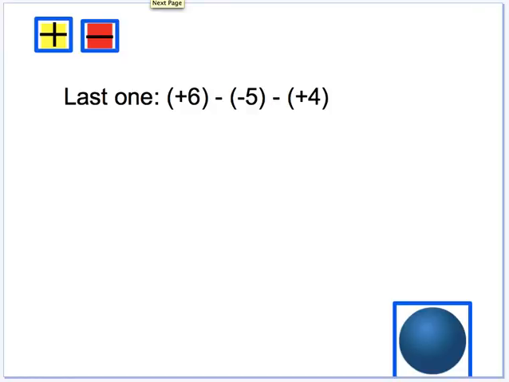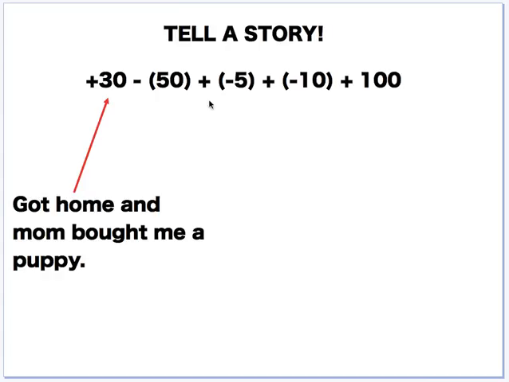Last one. You can do this one yourselves. And for a little fun, I want you guys to tell a story. I want you to think about taking this expression. I want you to think about a story where you got home from school and your mom bought you a puppy. That's awesome. So you got 30 positives added to your life. And suddenly something happens. You got like negative 50, like your dog ate your shoe or ate your baseball card collection, whatever it is. So tell a story with negatives.